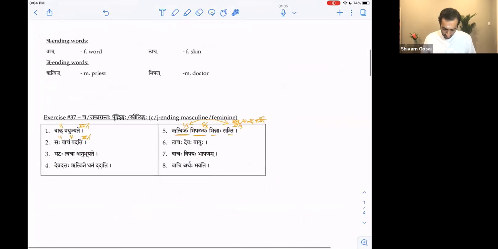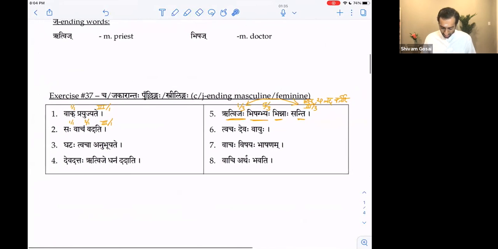Okay, let's look at one more part of this exercise before we go on. Actually, let's just decline some of these words. So the word here is twacha. What case is twacha? Can you tell me in the chat? Su-au-jas-am-ot-shas.